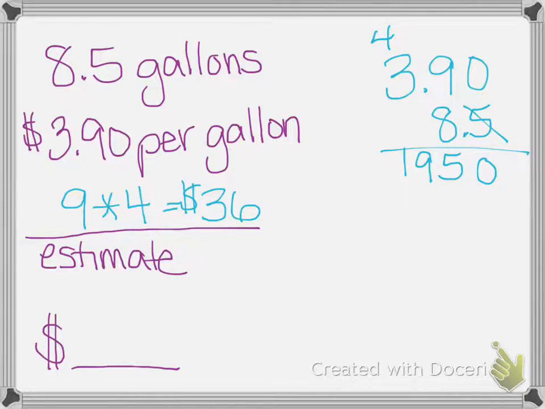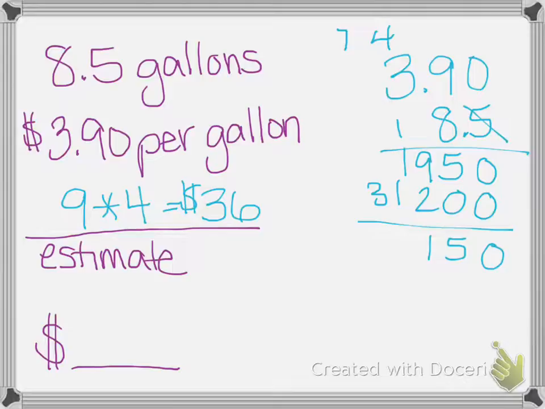Moving on to the 8, since it's in the tens place, we need to put our 0. 8 times 0 is 0. 8 times 9 is 72. Carry the 7. 8 times 3 is 24. Plus 7, 31. And now we add together. 0 plus 0 is 0. 5 plus 0 is 5. 9 plus 2 is 11. 1 plus 1 plus 1 is 3. And 3 plus 0 is 3.